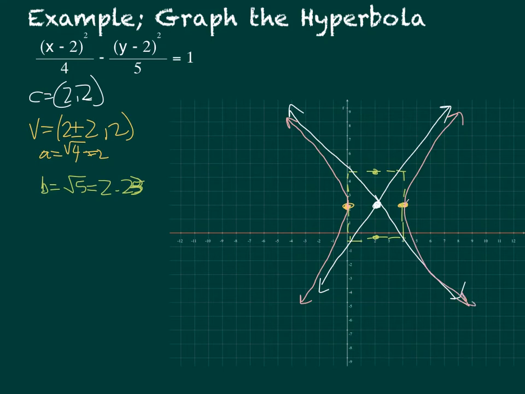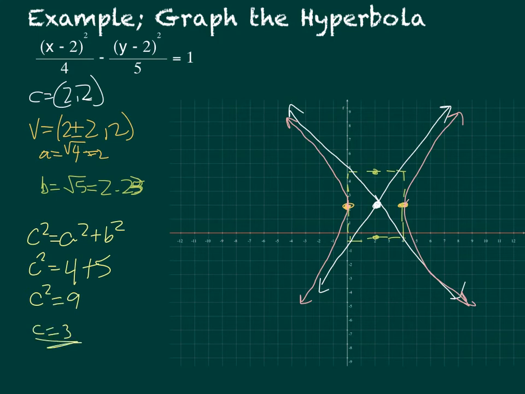The last thing we need to do is find our focus, because we need to graph our focus as well. So to find our focus, we take c squared equals a squared plus b squared. So c squared equals 4 plus 5. So it's 3. And the same thing changes for the focus as changes in the vertices. So it's going to be 2 plus or minus 3 comma 2. So that's going to make it 5, 2 or negative 1, 2. And those would be our focus points.